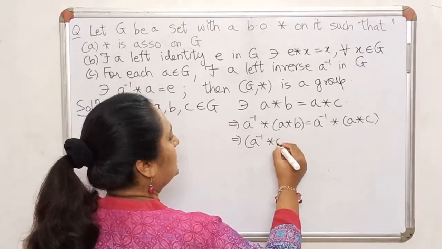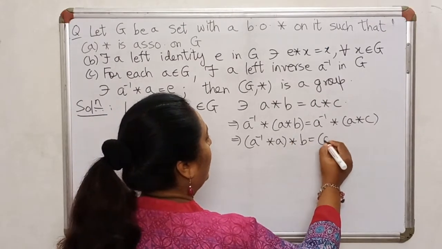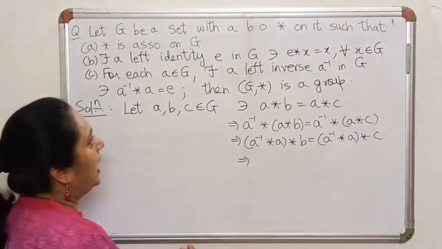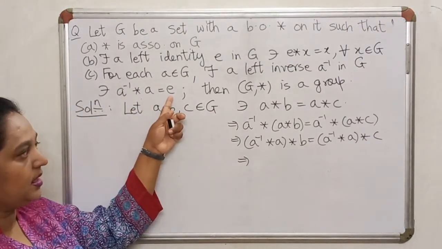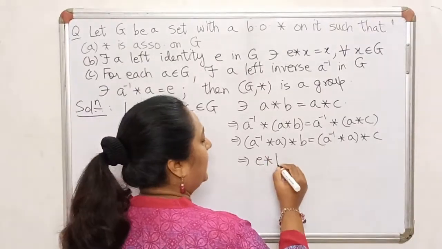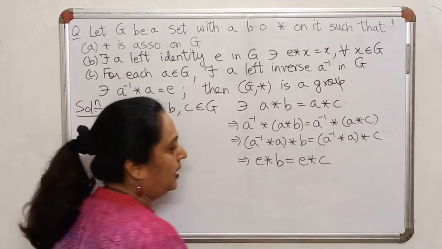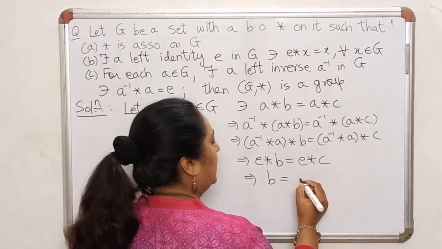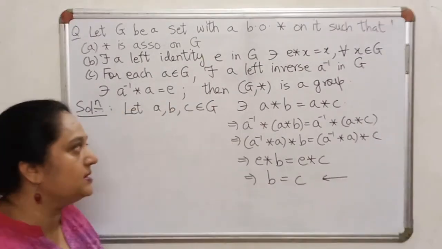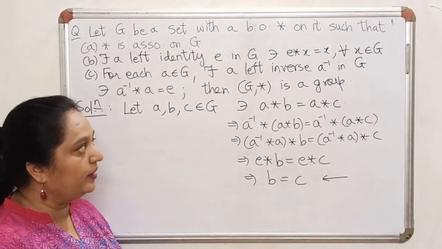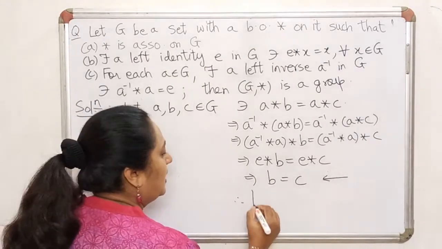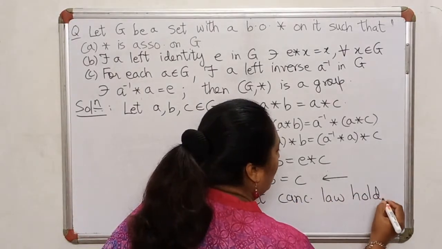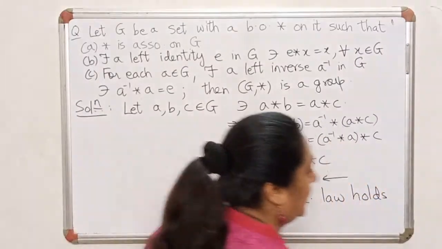So we will get A inverse star A star B equal to A inverse star A star C, and A inverse star A is E. So E star B is equal to E star C, but E is left identity. So E star B will be B, E star C will be C. So if A star B is equal to A star C, then definitely B is equal to C, which means left cancellation law holds. So in this set, now we are free to use left cancellation law.